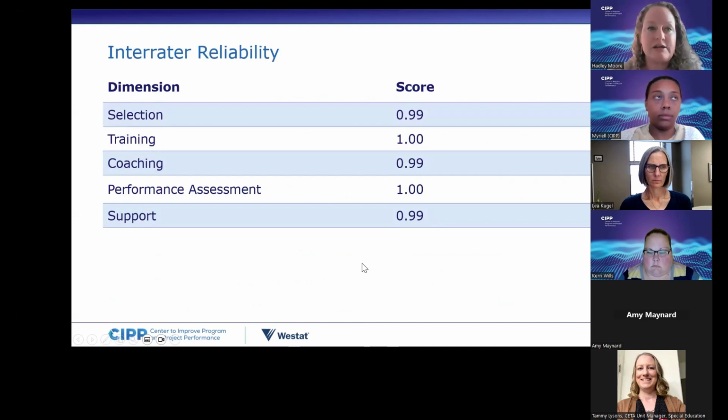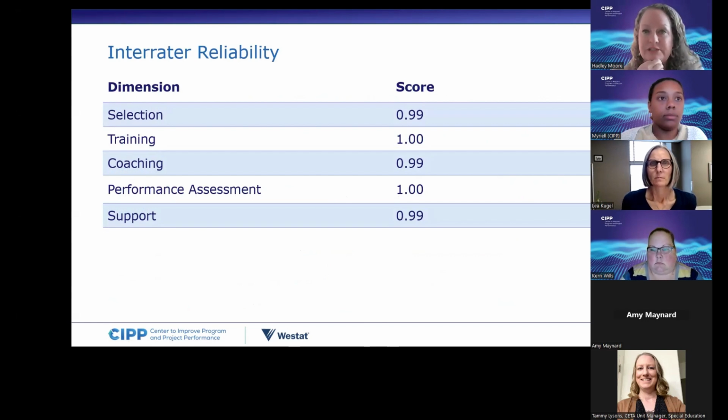And so our inter-rater reliability, and this was just this past year, so this is Laura and I, is quite high. You can see across the different dimensions, just indicating that the way we're rating things prior to coming together for our consensus meeting is pretty well in line with each other.